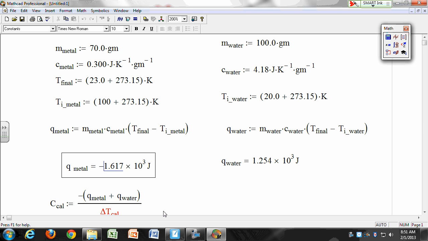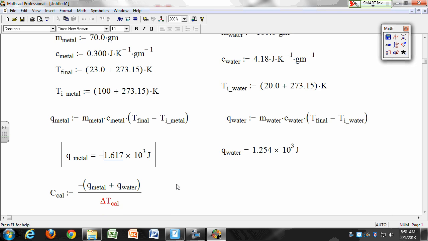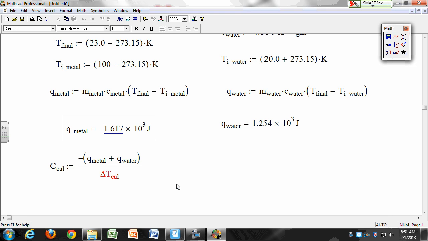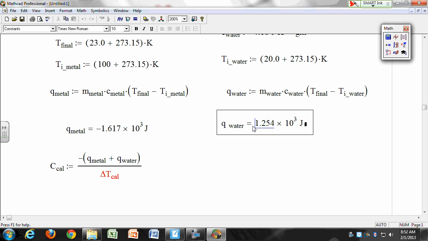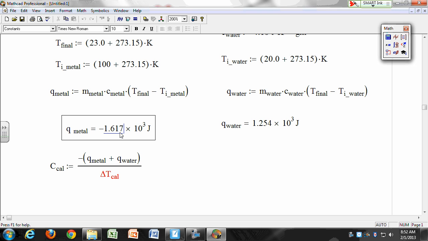But what happened here? The water gained more heat than the heat lost by the metal, right? Is that? Does that make sense? Oh, no, 1600 versus 1300. The metal lost more heat, right? 1600 is bigger than 1300. So more heat was lost by the metal than by the water.